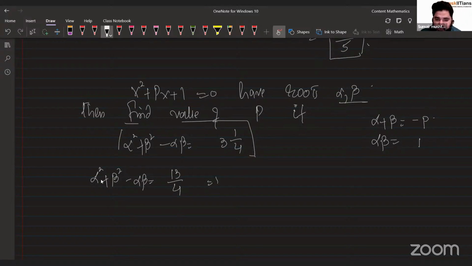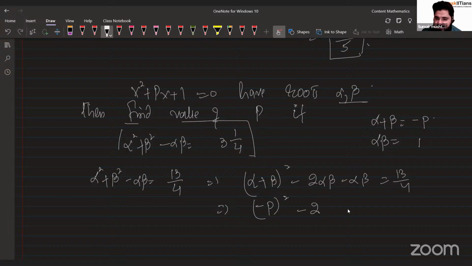And you know alpha square plus beta square, as I have done earlier as well. It is alpha plus beta whole square minus 2 alpha beta minus alpha beta is equal to 13 upon 4, right? So what is alpha plus beta whole square? That is the sum of the roots whole square, that is minus p whole square, minus 2 times alpha into beta, which is 1. Or we can write this directly as 3 times alpha beta, equal to 13 upon 4. Simple, right?